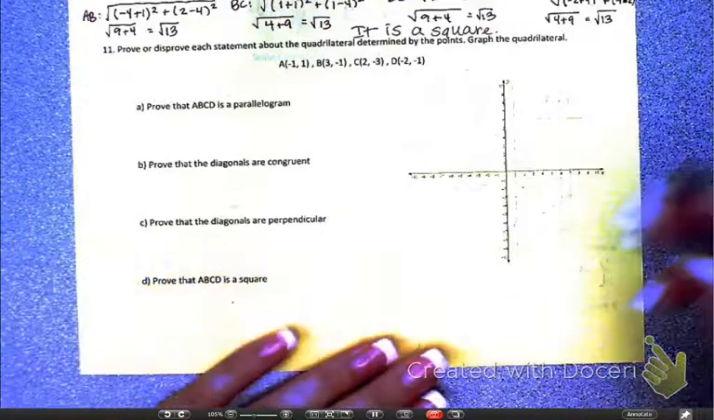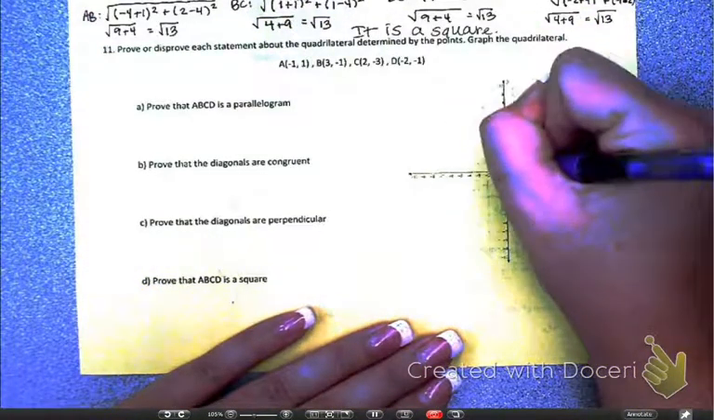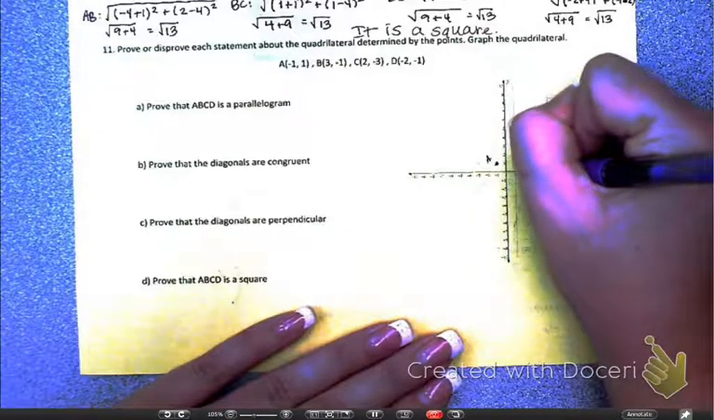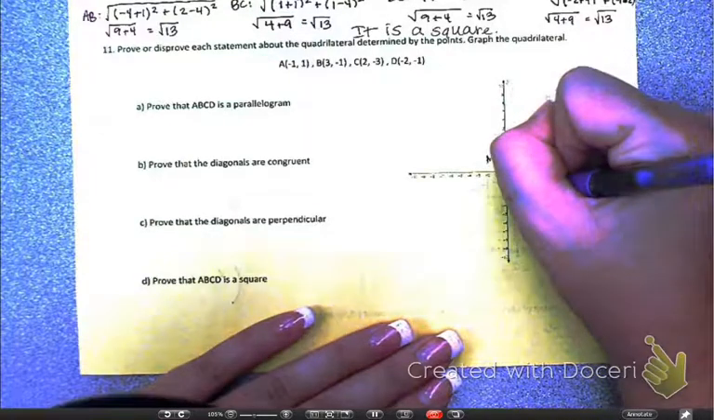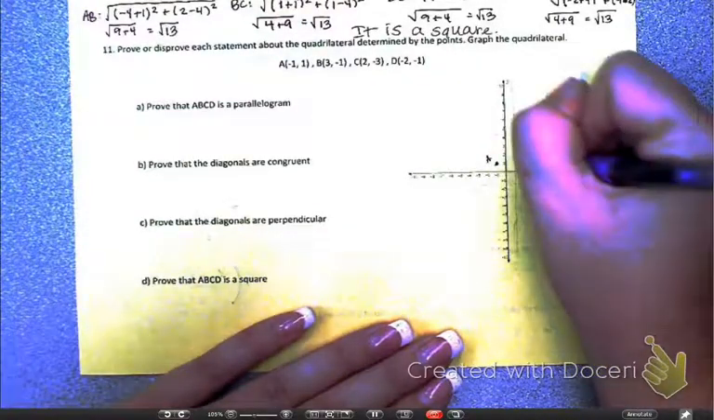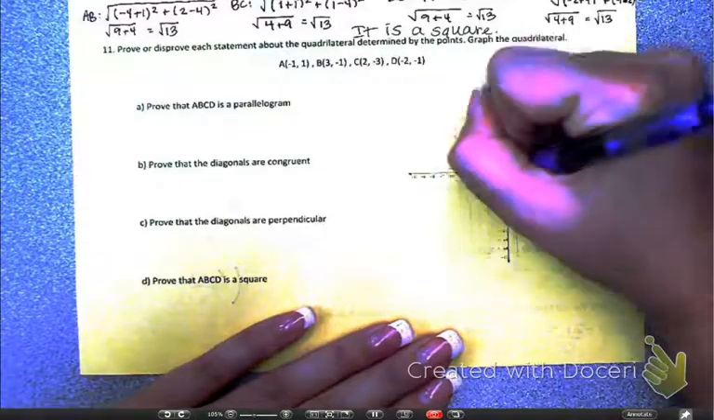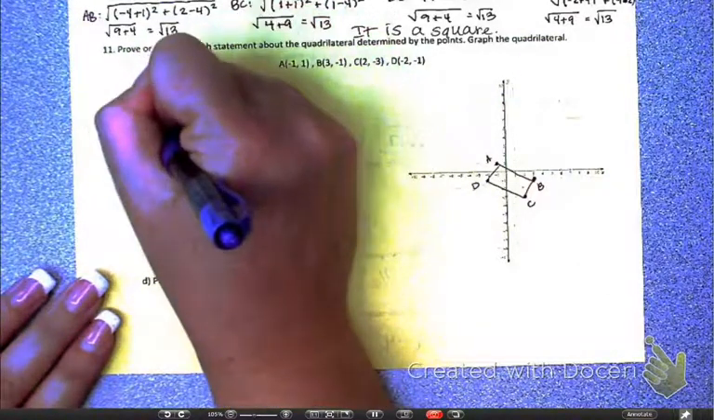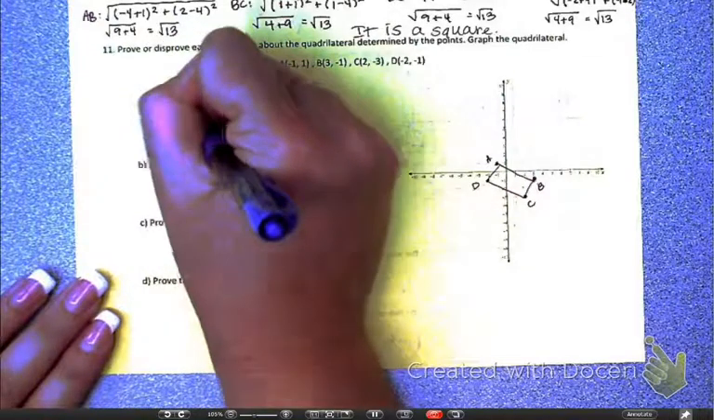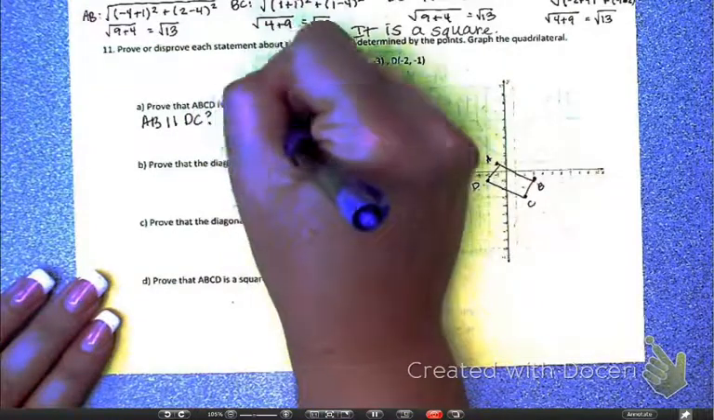First, I probably should plot those points. So -1, 1, 3, -1, 2, -3, -2, -1. All right. So prove it's a parallelogram. So I need to know AB is parallel to DC, and I need to know AD is parallel to BC.